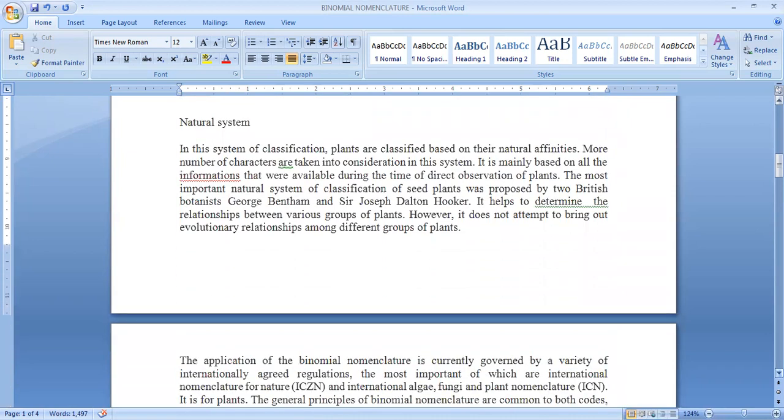Now, as for classification, the natural system of classification is more often followed. It is based on plant affinities, and there is a classification of seed plants proposed by Bentham and Hooker, that is George Bentham and Sir Joseph Dalton Hooker. This system helps to determine the relationship between various groups of plants, but it does not bring out the evolutionary relationship among the different groups of plants.